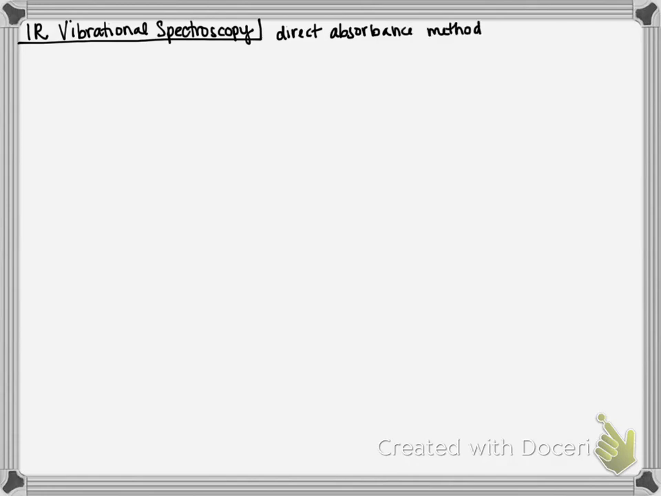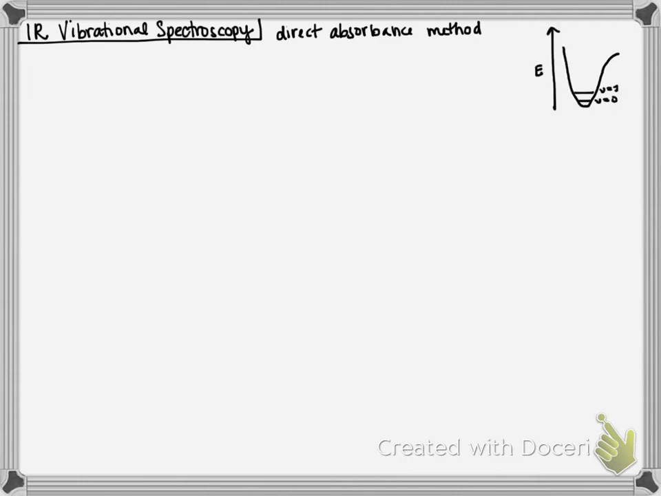Alright students, in this video we're going to be going over vibrational spectroscopy, and specifically we're going to be talking about IR spectroscopy, or infrared spectroscopy, and its selection rules. Keep in mind that we said in the last video that infrared spectroscopy is a direct absorbance method. So the molecule absorbs the infrared light, which enables it to excite from one vibrational state to a higher vibrational state within the same electronic state, right?